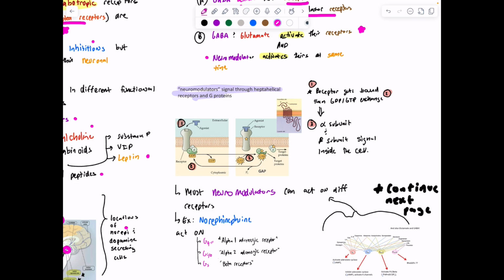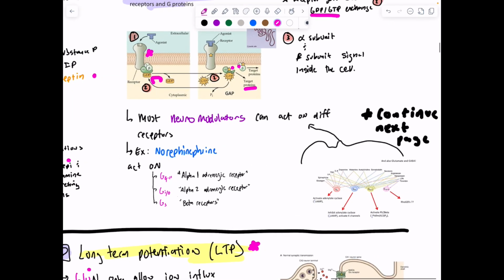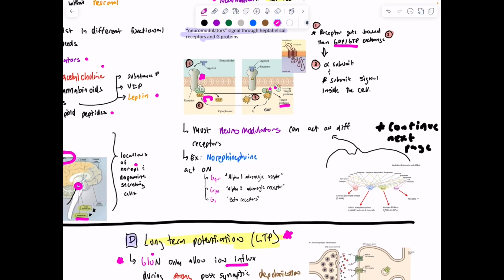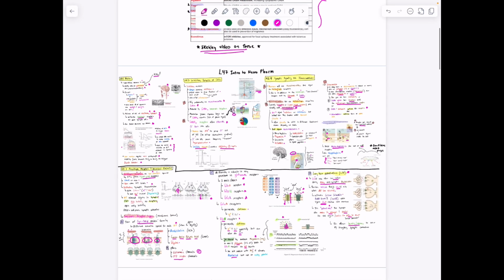So, how is the signaling occurring? Just think, our metabotropic receptor is binding. It's a G-coupled protein pathway. So you have GDP, GTP exchange, and then the alpha and beta subunits dissociate and go to their targets throughout the cell, changing expression of different proteins, etc. But most neuromodulators can act on different receptors. The example is norepinephrine, which can act on multiple G-coupled protein receptors that we're familiar with from class.